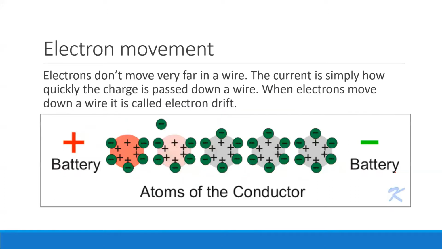I want to start with this idea here. And this has got to do with electron movement compared to charge movement. I like this idea because it's a new sort of idea. Electrons don't move very far in a wire, okay? When we refer to current, we say the current is simply how quickly the charge is passed down a wire. When we talk about electrons moving down a wire, we actually don't refer to it as current. We technically refer to it as electron drift.